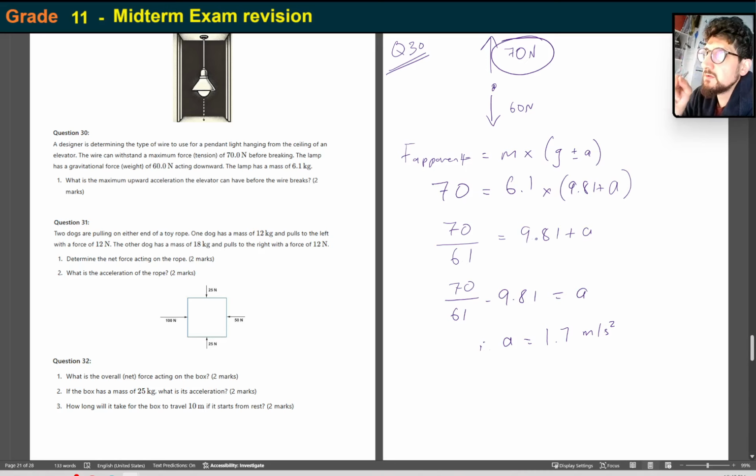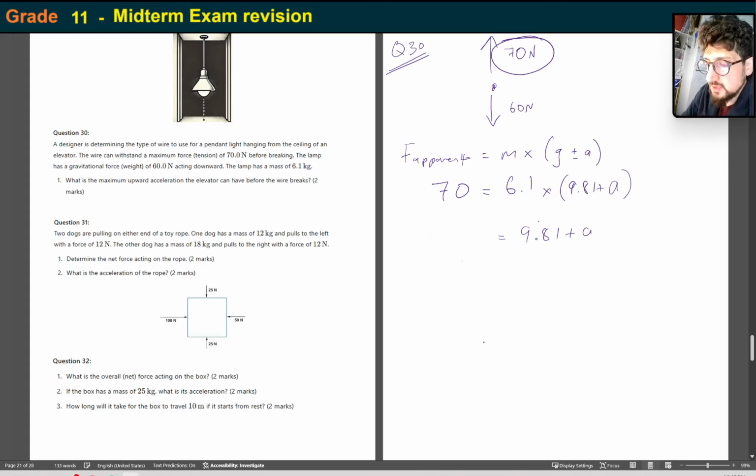But if you're on the ground floor and the elevator is traveling upwards, then that floor is pushing up against you, and so you're going to feel heavier. And so you add the acceleration, so you go g plus a. It all depends on which direction you're traveling that makes you feel a different way. Okay, let's go to question 31.